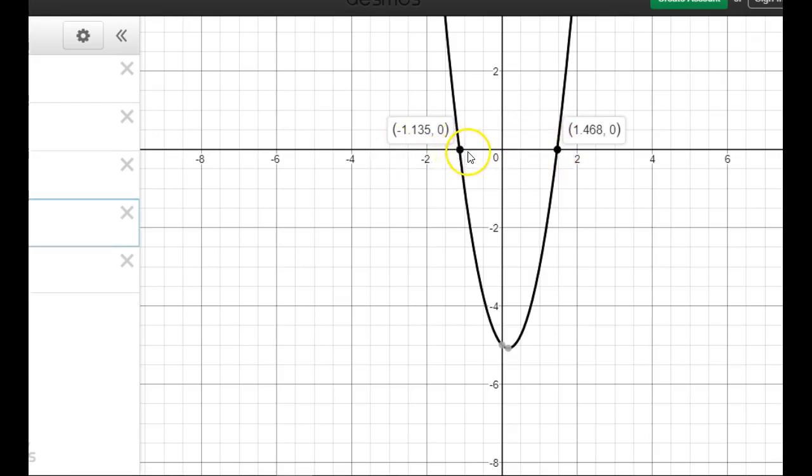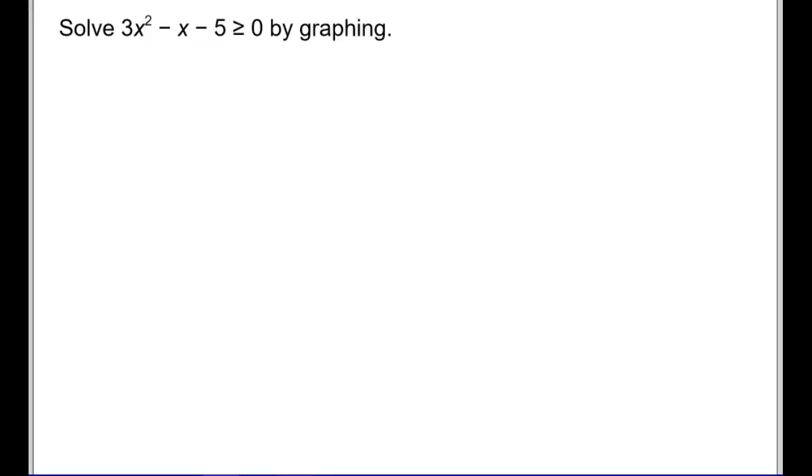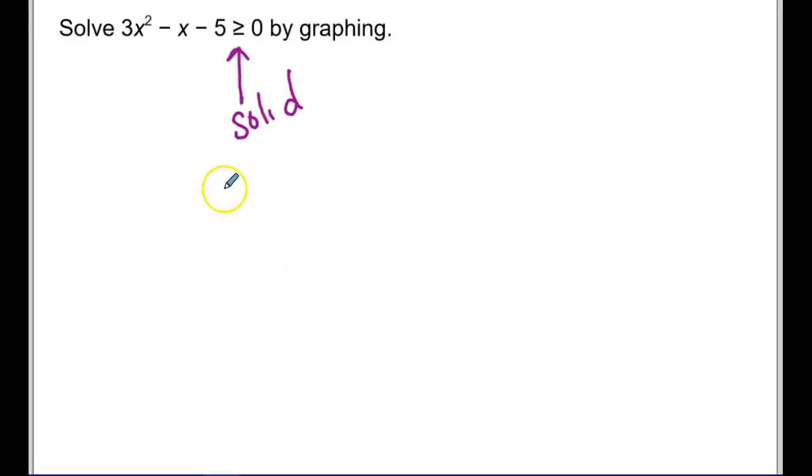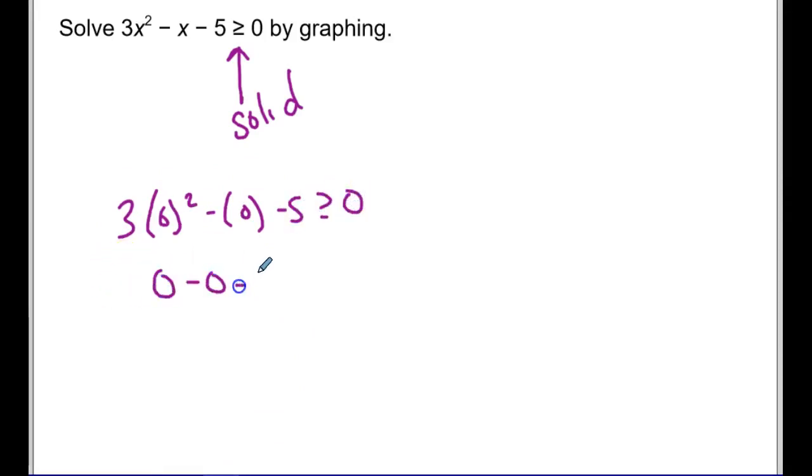But now I also need to know, this is an inequality. So is this going to be in between, or is it going to be everything that's outside? First I know that this has to be a solid line because I have this equal to part, and then it's going to be greater than. So I can pick 0, 0, our good old friend, to test that point because it's in here. So 3 times 0 squared minus 0 minus 5 greater than or equal to 0. So 0 minus 0 minus 5 greater than or equal to 0. -5 is not.